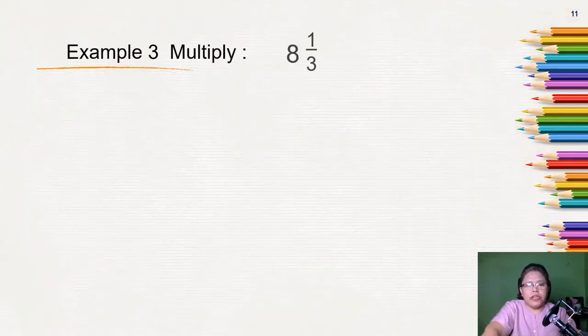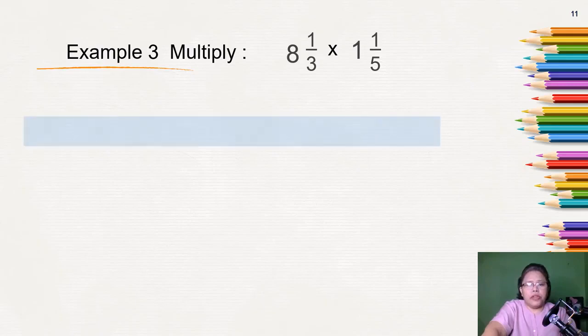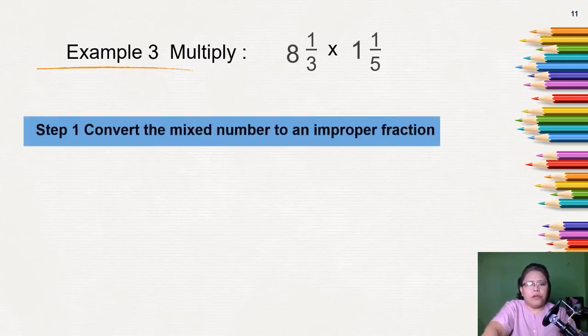Now, example 3. Multiply 8 and 1/3 times 1 and 1/5. So, this time, meron tayong dalawang mixed number. So, again, ano yung unang step? Convert the mixed number to an improper fraction. So, 3 times 8, that is 24, plus 1, 25. So, 25 over 3. Then 5 times 1 is 5 plus 1, that is 6. So this is now 6 over 5.